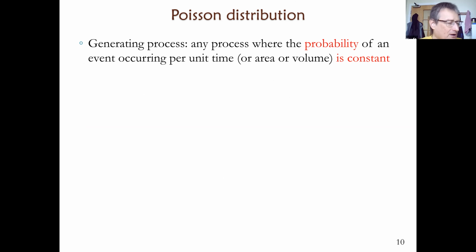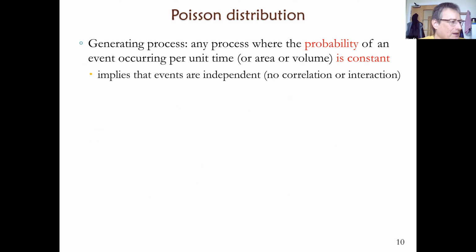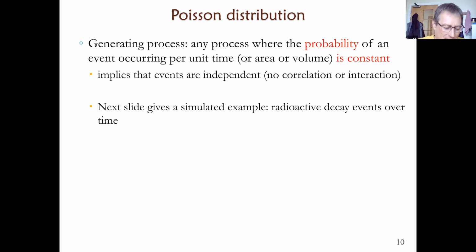If you think about this in terms of the generating process, this is a very, very simple process where you basically have a constant probability of an event occurring per unit time, area, or volume. So this is a very simple process, really. And that means that the events are independent. One event does not influence the other. I'll show you an example on the next slide of simulated radioactive decay.